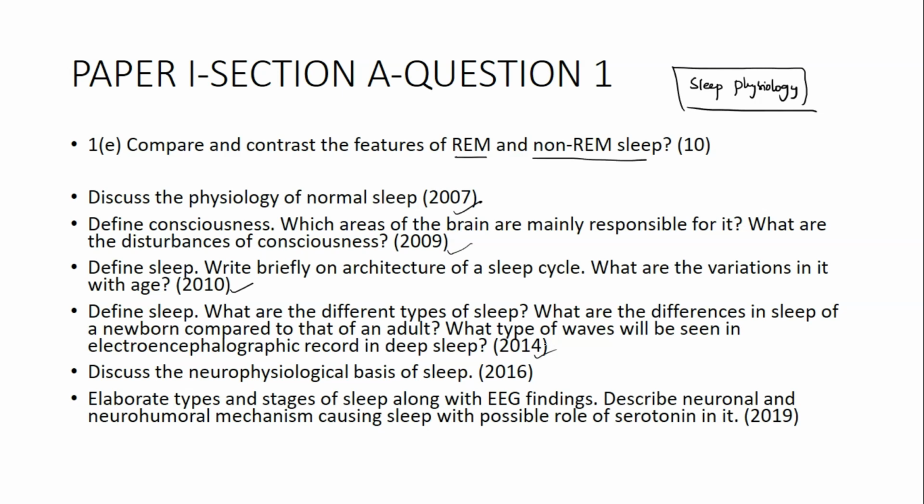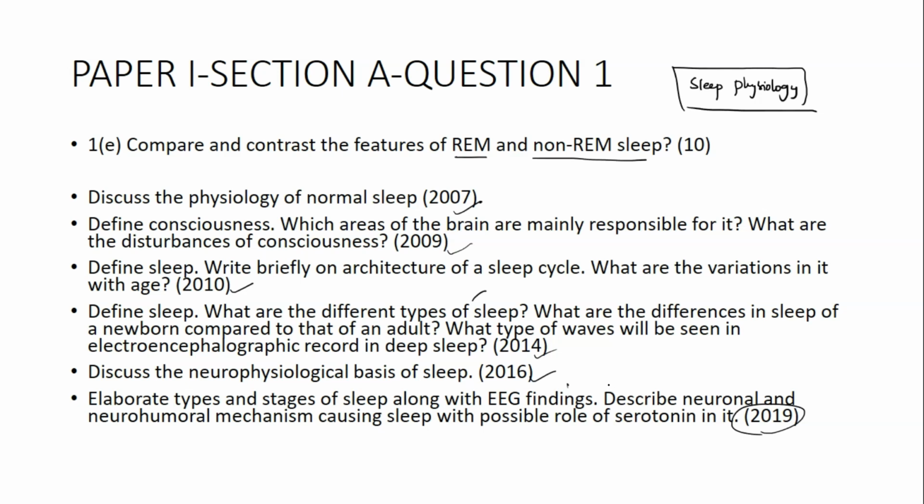In 2014, what are the different types of sleep? That is REM and non-REM. What is the difference in sleep of newborn from old? And what is the neurophysiological basis of sleep in 2016? And in the recent past, in 2019, elaborate types and stages of sleep along with EEG findings. Describe neuronal and neurohumoral mechanisms.